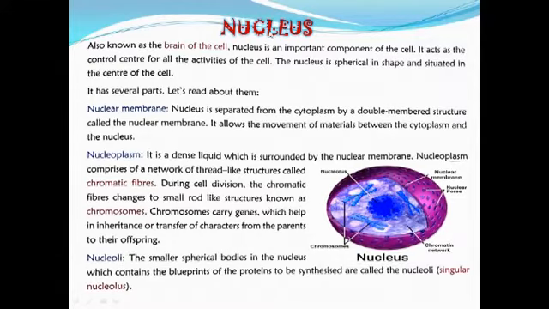So the nucleus is surrounded by a double membrane, outer and inner membrane. Inside this, there is a dense fluid which is called nucleoplasm, and a chromatin network, which at the time of cell division turns into chromosomes. Chromosomes carry genes which transfer the characters from the parents to the offspring, and then in the center it has a nucleolus or nucleoli.